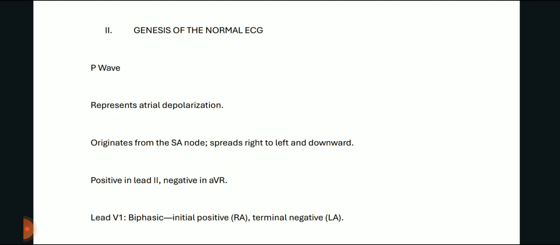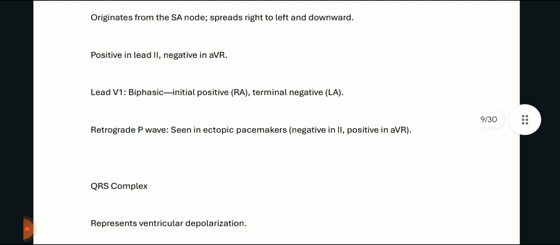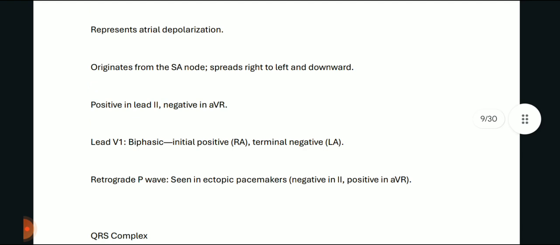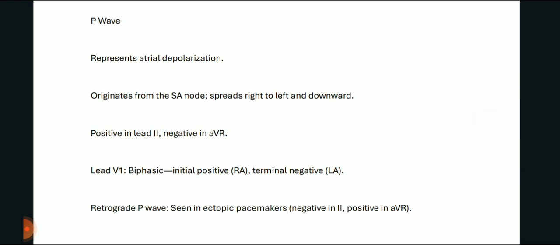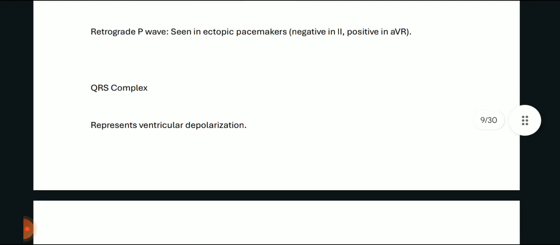Now coming to the genesis of the normal ECG, the second part of the chapter. There is a P wave. It represents atrial depolarization. It originates from the SA node, spreads right to left and downwards, positive in lead 2 and negative in aVR, because they carry different perspectives. Lead V1 shows a biphasic P wave, initial positive for the right atrium and terminal negative for the left atrium. Retrograde P wave is seen in ectopic pacemakers: negative in lead 2, positive in aVR. Normally it is positive in lead 2 and negative in aVR.